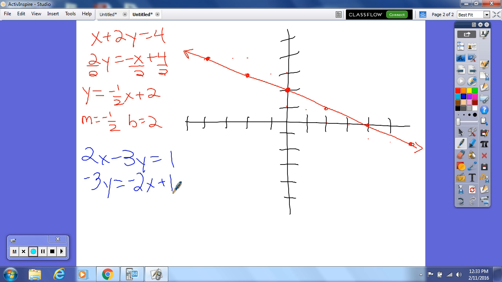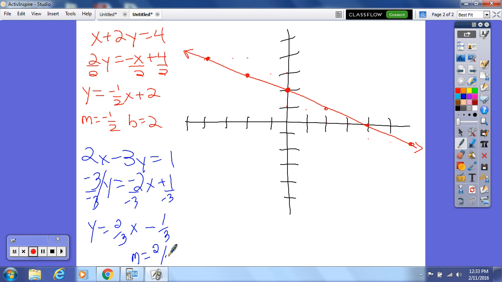Next step, I got that negative 3. What do we do with that number in front of the y? We always do what? Divide. So we're going to divide everything by negative 3. So we get y equals, now 2 negatives make a positive, 2/3 x, and there's a plus and a minus, so minus 1/3. Don't make it a decimal, just leave it 1/3. Minus 1/3. So what's m here?